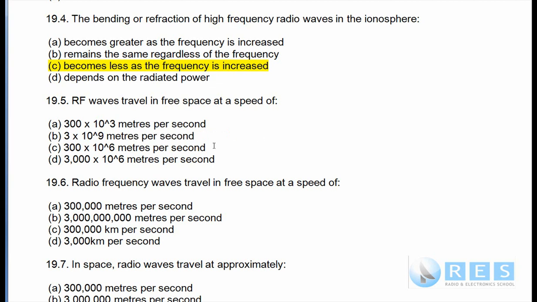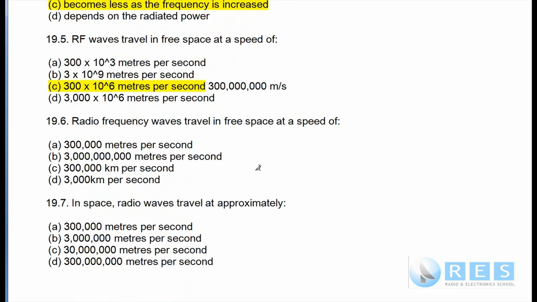I'll just fix that up. It's 300 by 10 to the power 6, because if we write 300 and then 10 to the power 6 means add 6 zeros, that's 300 million metres per second. So the answer is 300 by 10 to the power 6. And we're going to do a couple more of those because you're bound to get one.